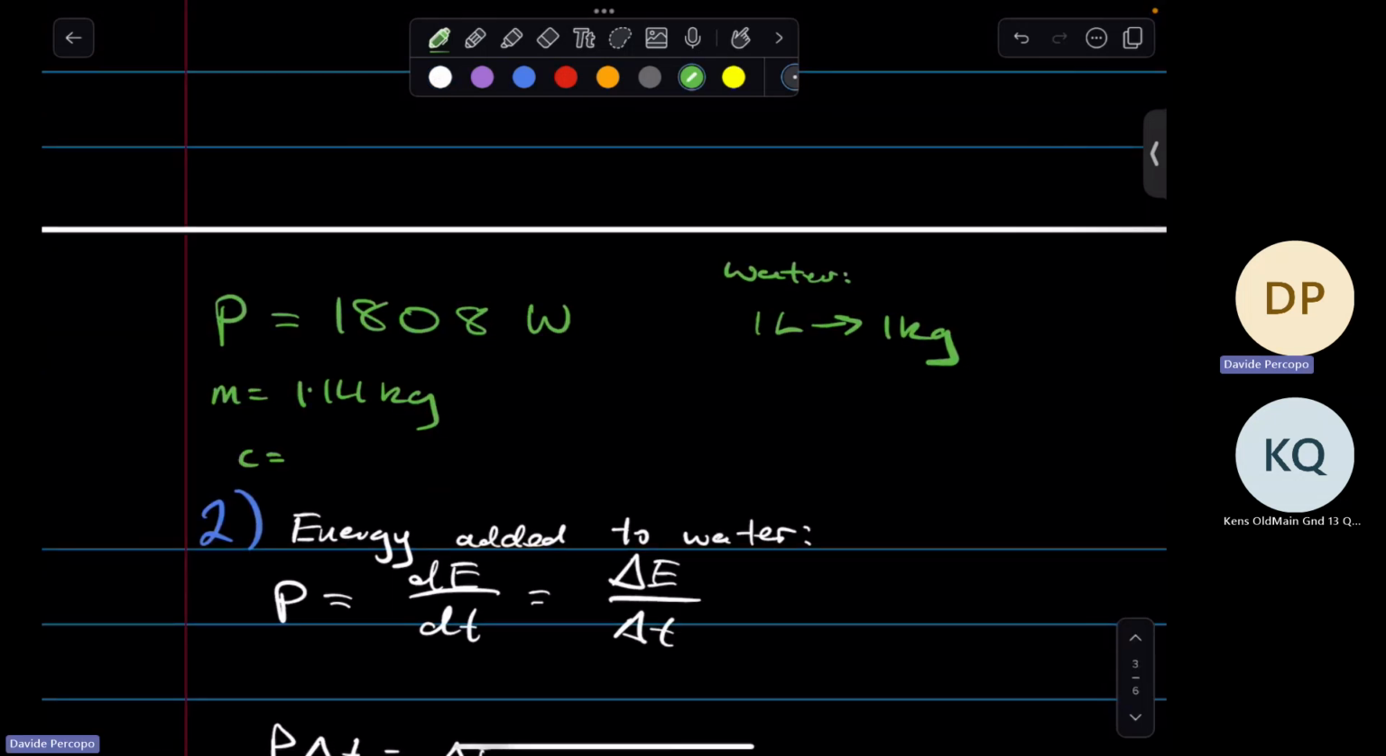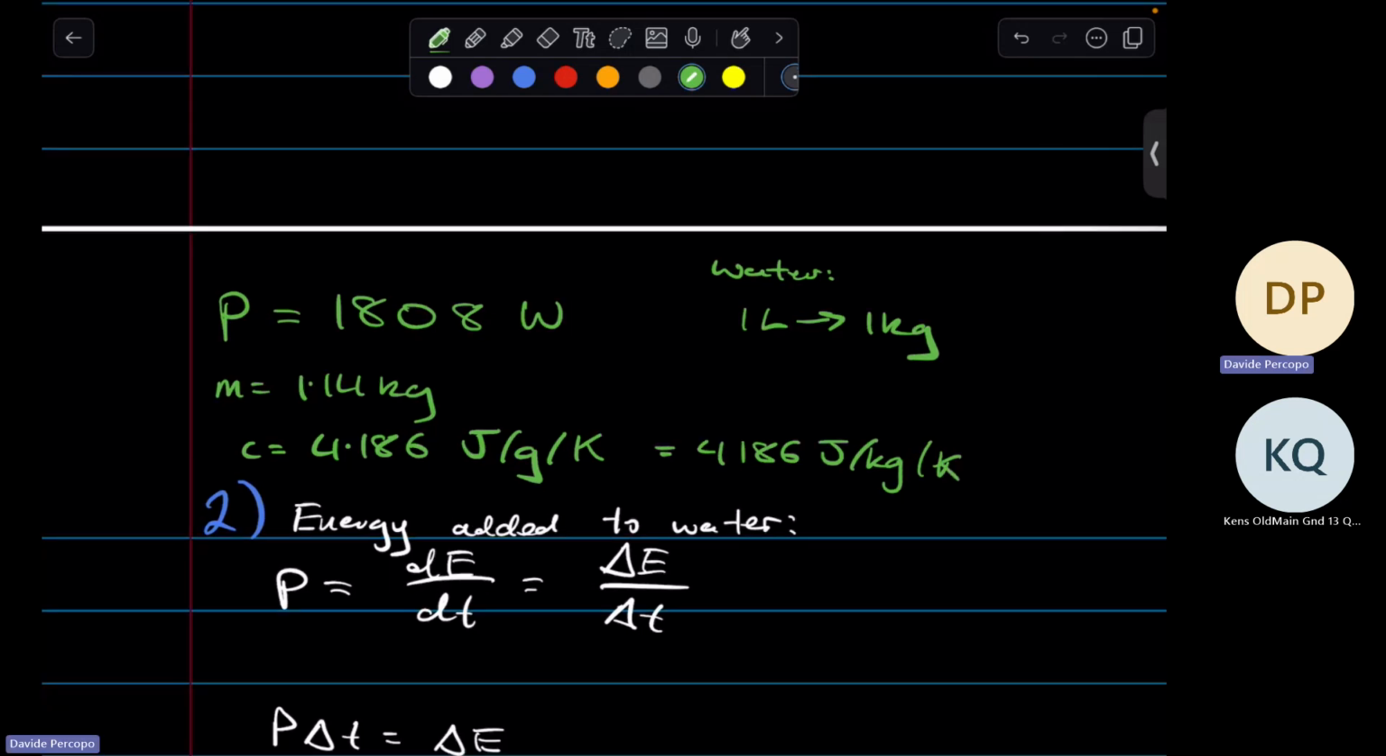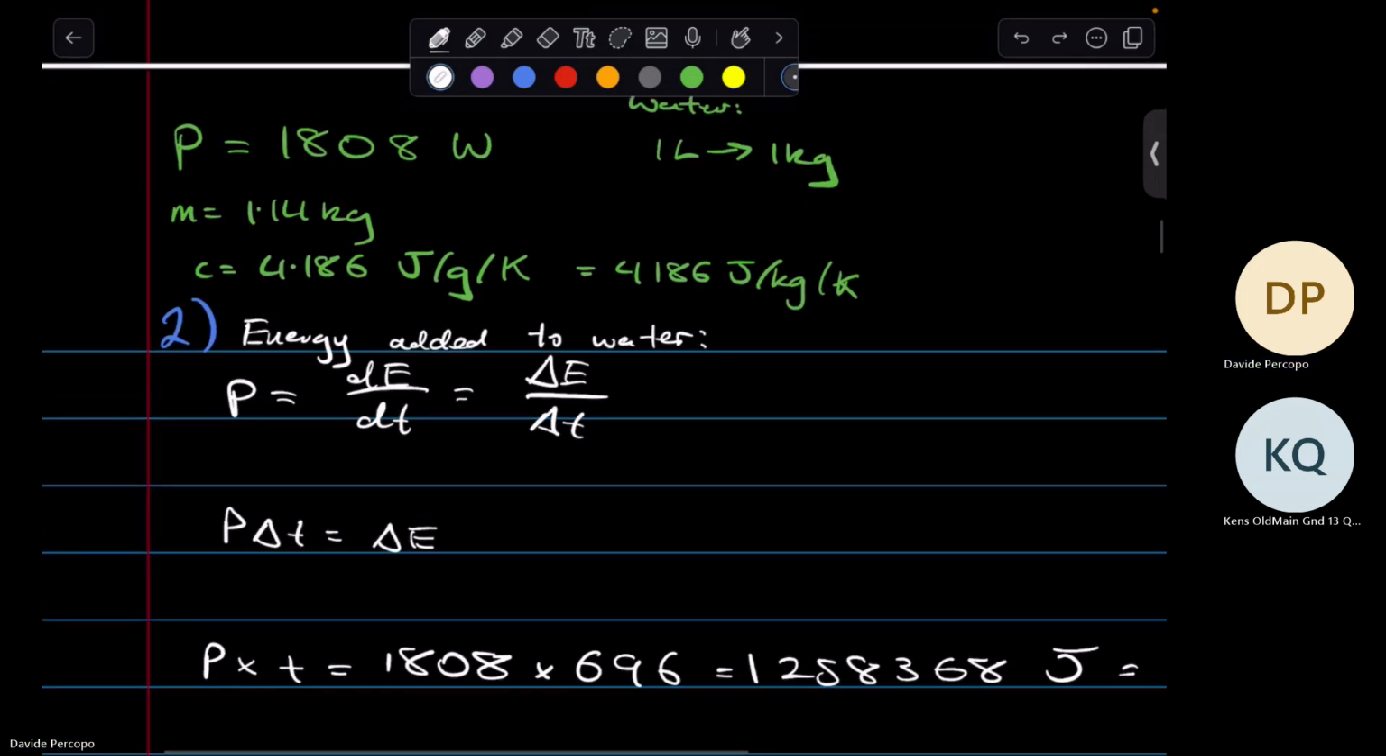Specific heat is equal to 4.186, I think it's joules per gram per Kelvin, which is equal to 4186 joules per kilogram per Kelvin. Does that make sense? You need to be very careful which one to use, because if your mass is in grams, use that one. If it's in kilograms, use that one. Otherwise, you get all messed up and you'll be off. Is that making sense? Okay.